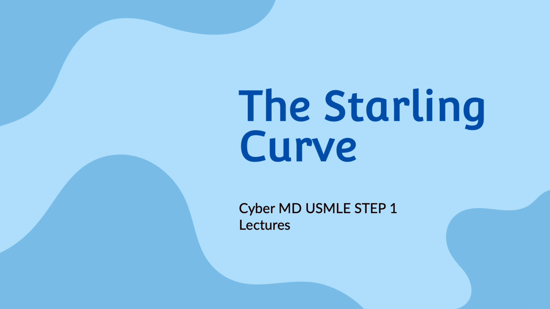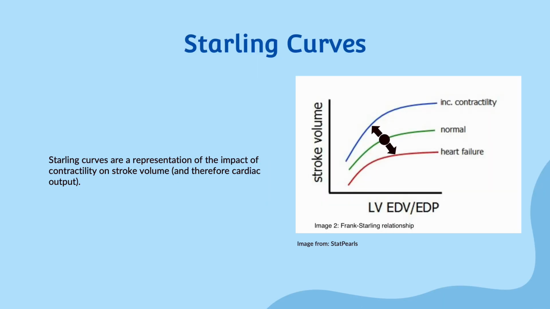Starling Curves are a key concept in the study of cardiovascular physiology and are important to understand as they relate to the function of the heart and the circulation of blood. Starling Curves, also known as Starling's law of the heart, describe the relationship between the end diastolic volume of the left ventricle and the corresponding stroke volume of the heart.